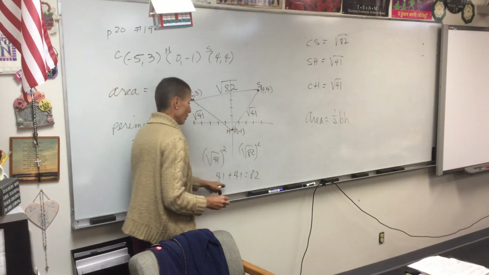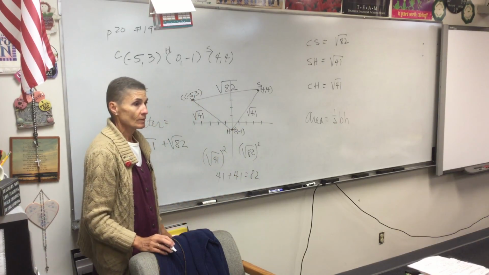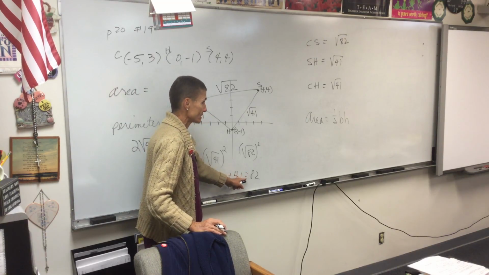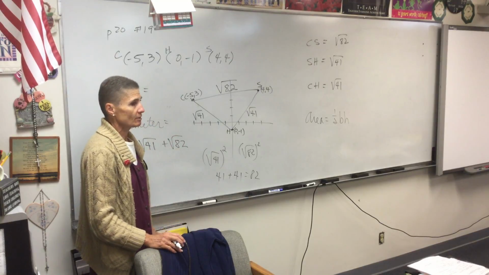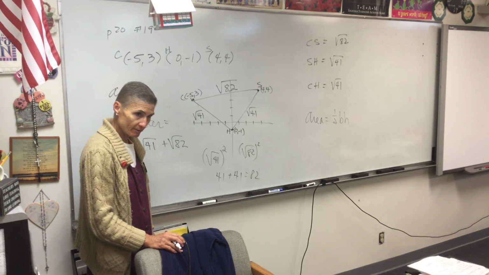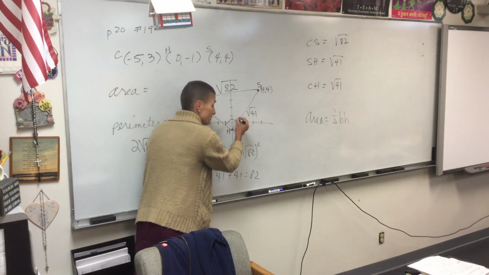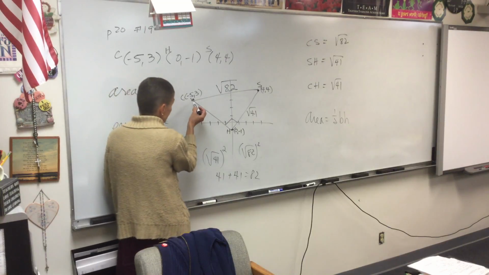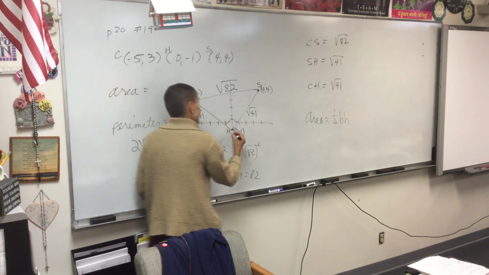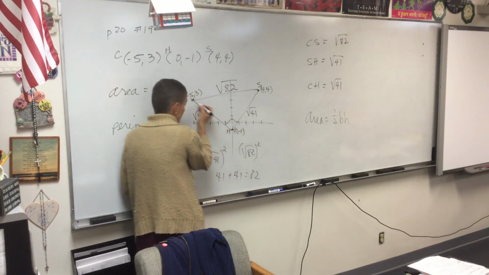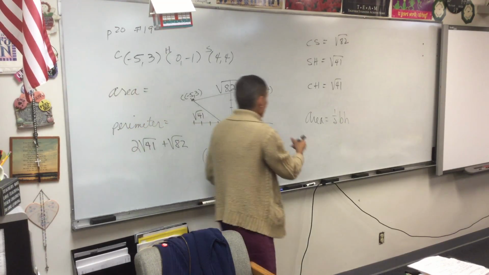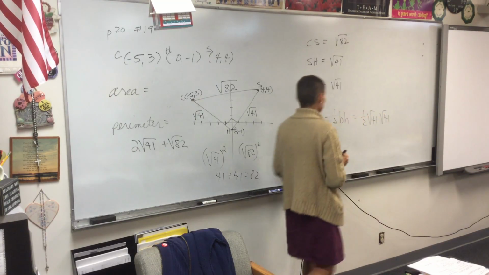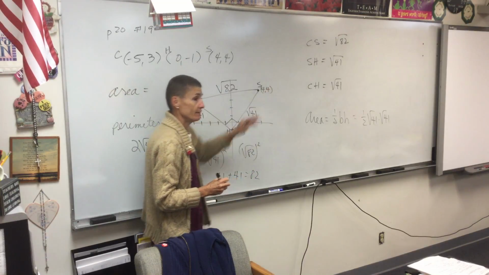Now, does 41 plus 41 equal 82? This is the Pythagorean Theorem. Side A squared plus side B squared equals side C squared. And if the Pythagorean Theorem works, what kind of triangle do we have? A right triangle. This is the hypotenuse, the long one. So where's my base? Right here. Where's my height? Right here. These are the perpendicular sides. So my area is going to be 1/2 root 41 times root 41, base and height.